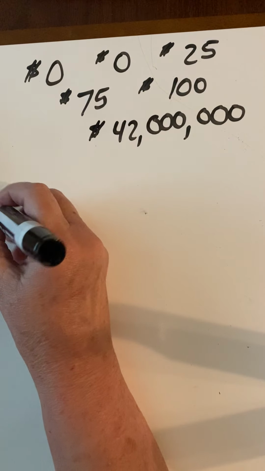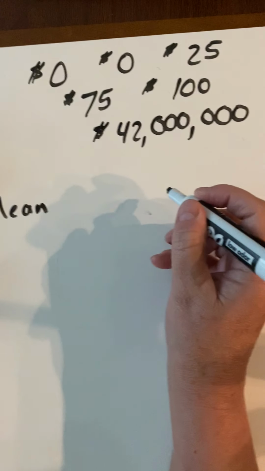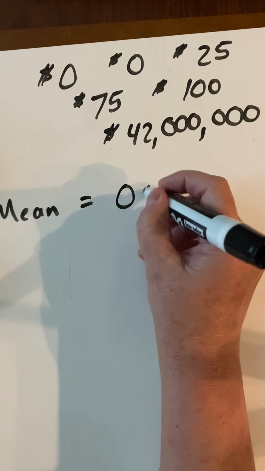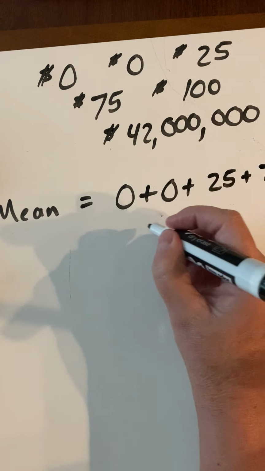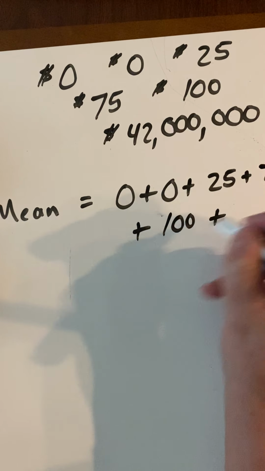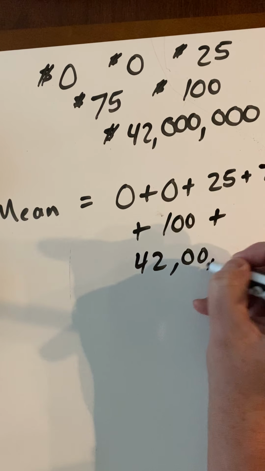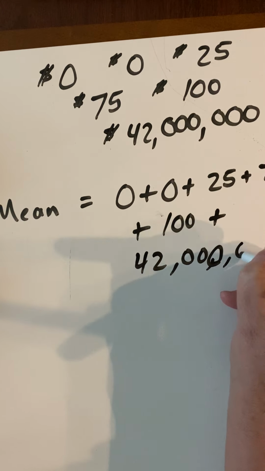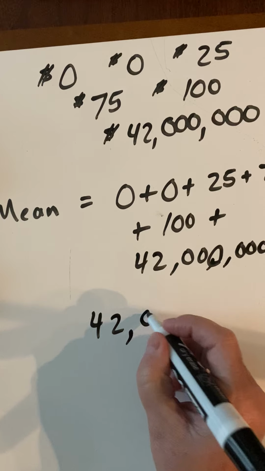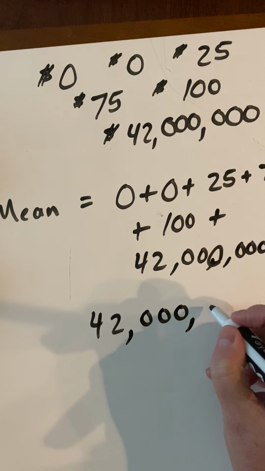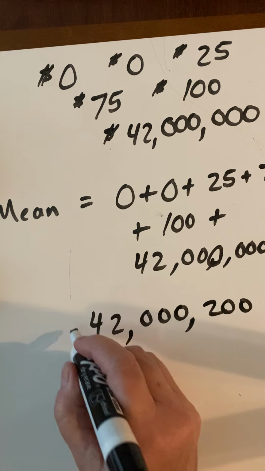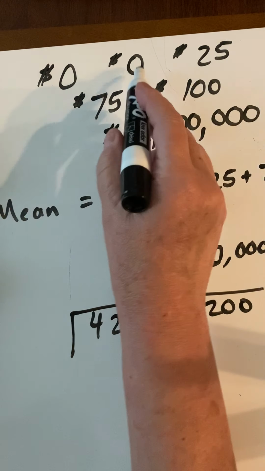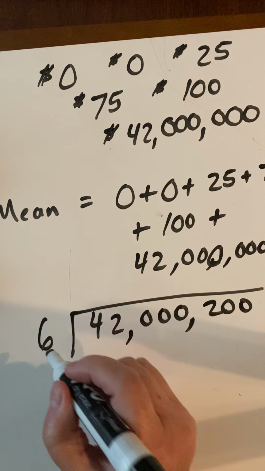And now I'm going to do the same data. I'm going to say mean is going to be where I add everything together. So it's 0 plus 0 plus 25 plus 75 plus 100 plus 42 million. Okay, so I'm going to add all those together and I get 42,200,000. And I'm going to take that number and divide it by 1, 2, 3, 4, 5, 6. I'm going to divide it by 6 now.